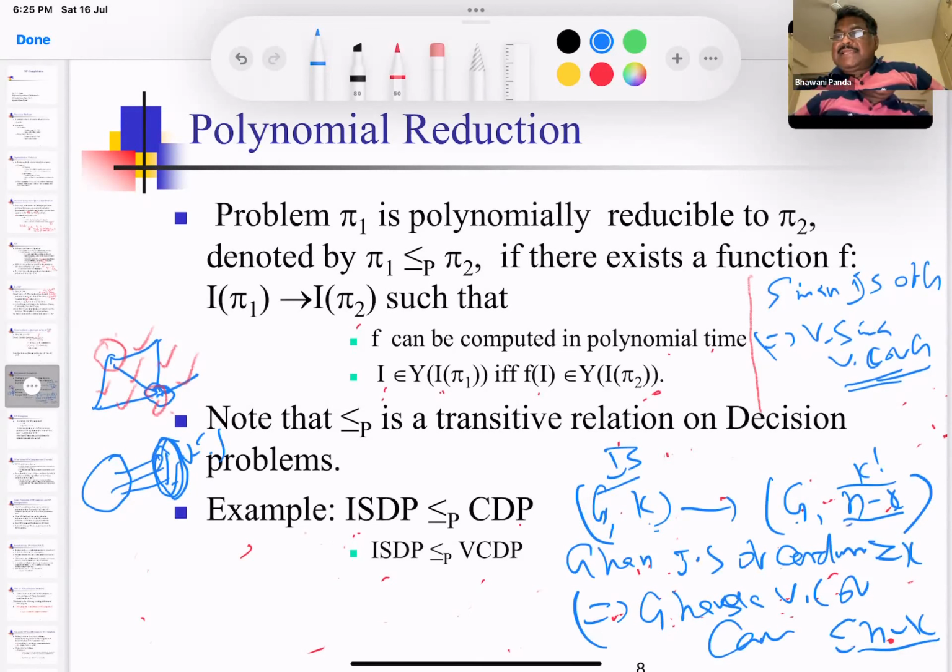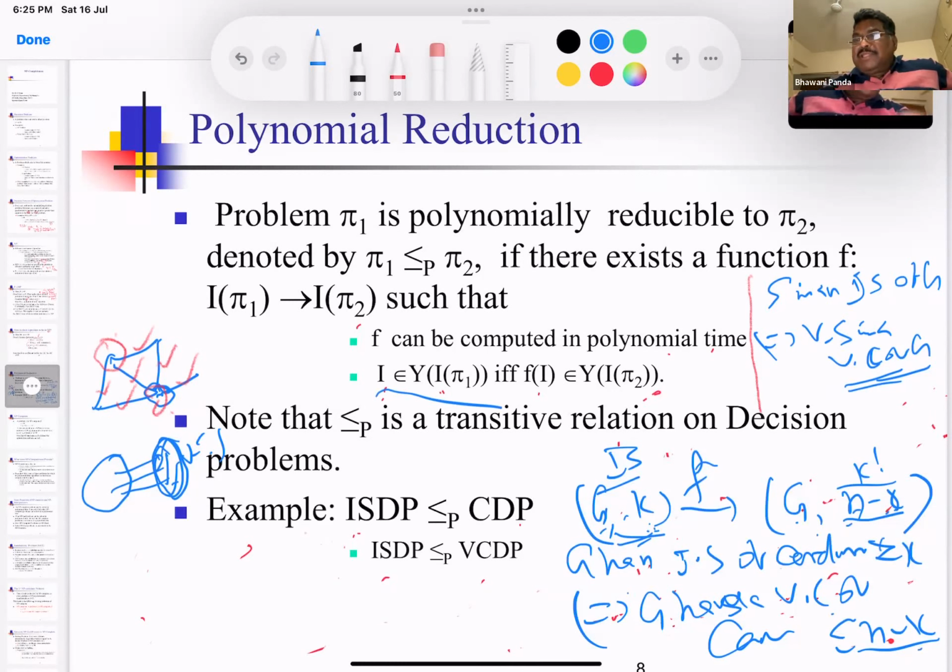So that is an instance, and this is my function F. You know that this can be done in polynomial time, and it satisfies this property. This is an IS instance, that means it has an independent set of cardinality greater than or equal to K. Then the same graph has a vertex cover of cardinality less than or equal to N minus K. So this is a polynomial reduction.